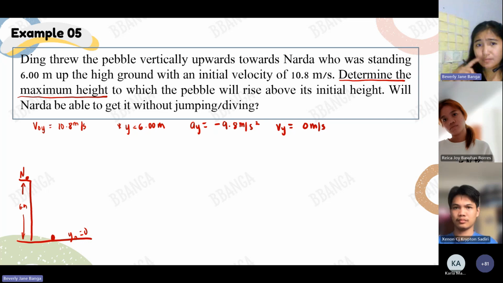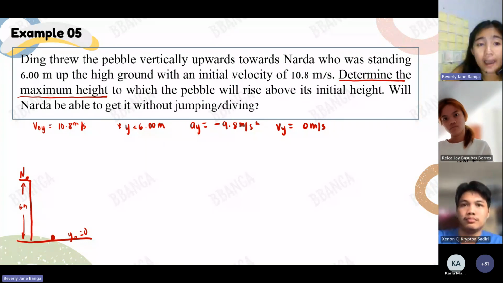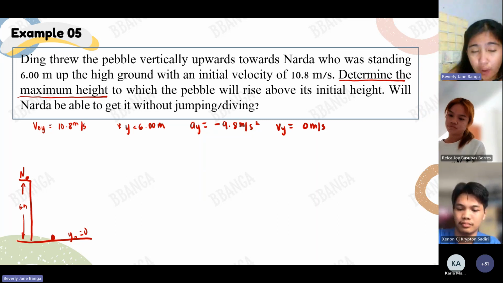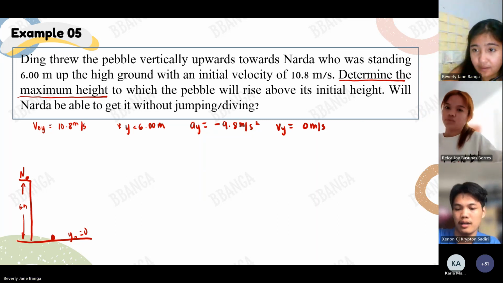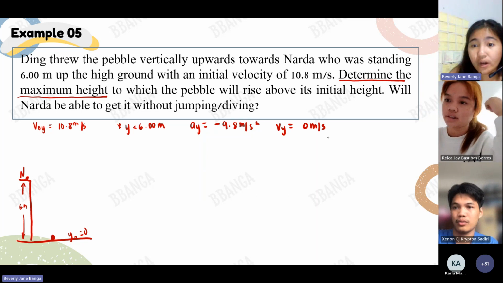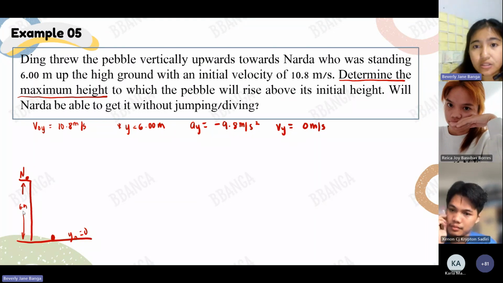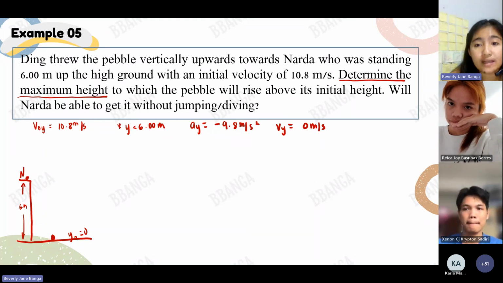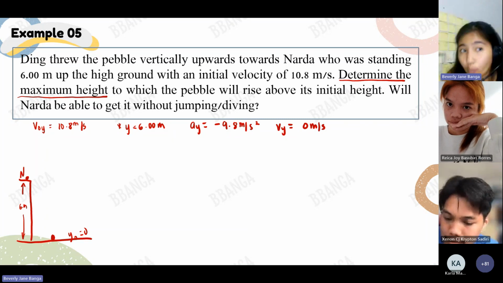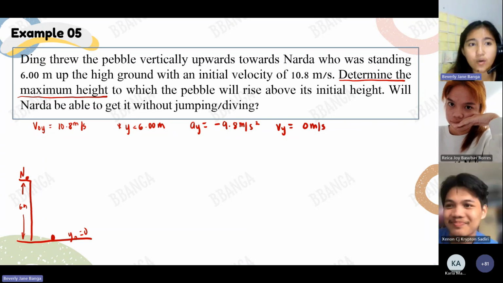So ang tanong sa atin class A ay determine the maximum height. So, anong hinahanap nyo? Y naught or Y? We're looking for Y, di ba? Ang hinahanap natin ay Y. Ma'am, ba't ka pa maghahanap ng Y? Meron ka ng 6 meters dito. Ito yung part class na tinatawag nating distractor sa problem natin, no?